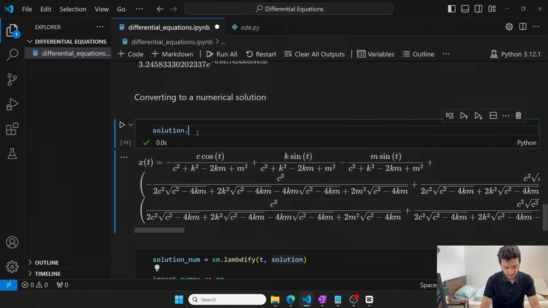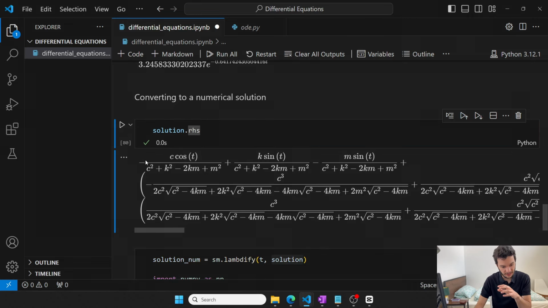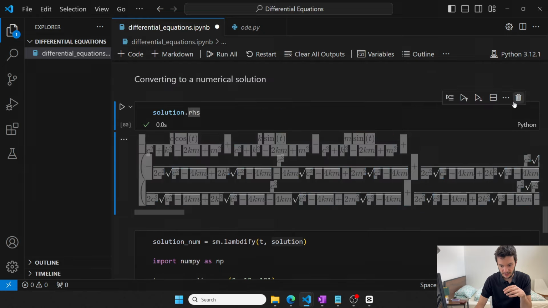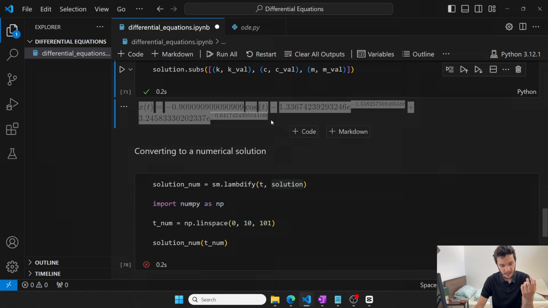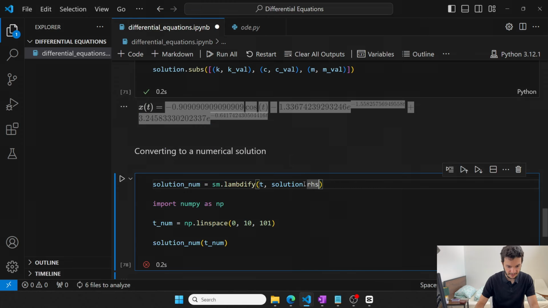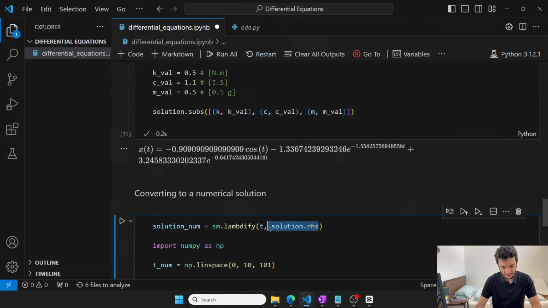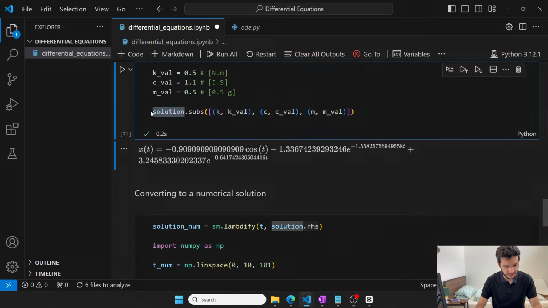If I specify solution.RHS, only the right-hand side, you'll see that we get only the right-hand side. Similarly, instead of giving it the whole solution, all of this, I want to give it just this part right here. So I use solution dot right hand side, and I want to actually solve this as my new solution.